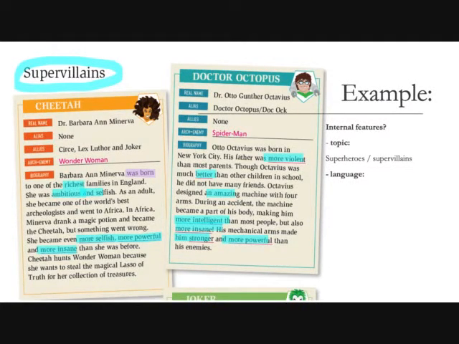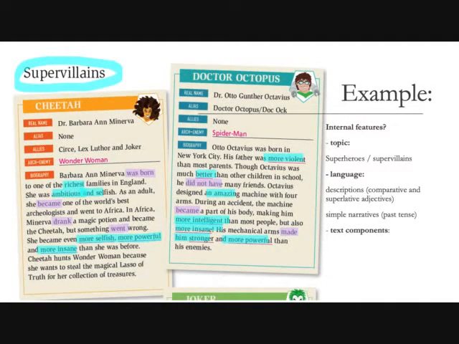Also in the biography, we're using a lot of simple past tense. Why? Because we are doing a biography, right? A narrative, a brief narrative. So things happened in the past. They were born, they became, they drank a potion, something went wrong. So the language here is simple, but it's descriptions, comparative and superlative adjectives, and simple narratives. So simple past tense.